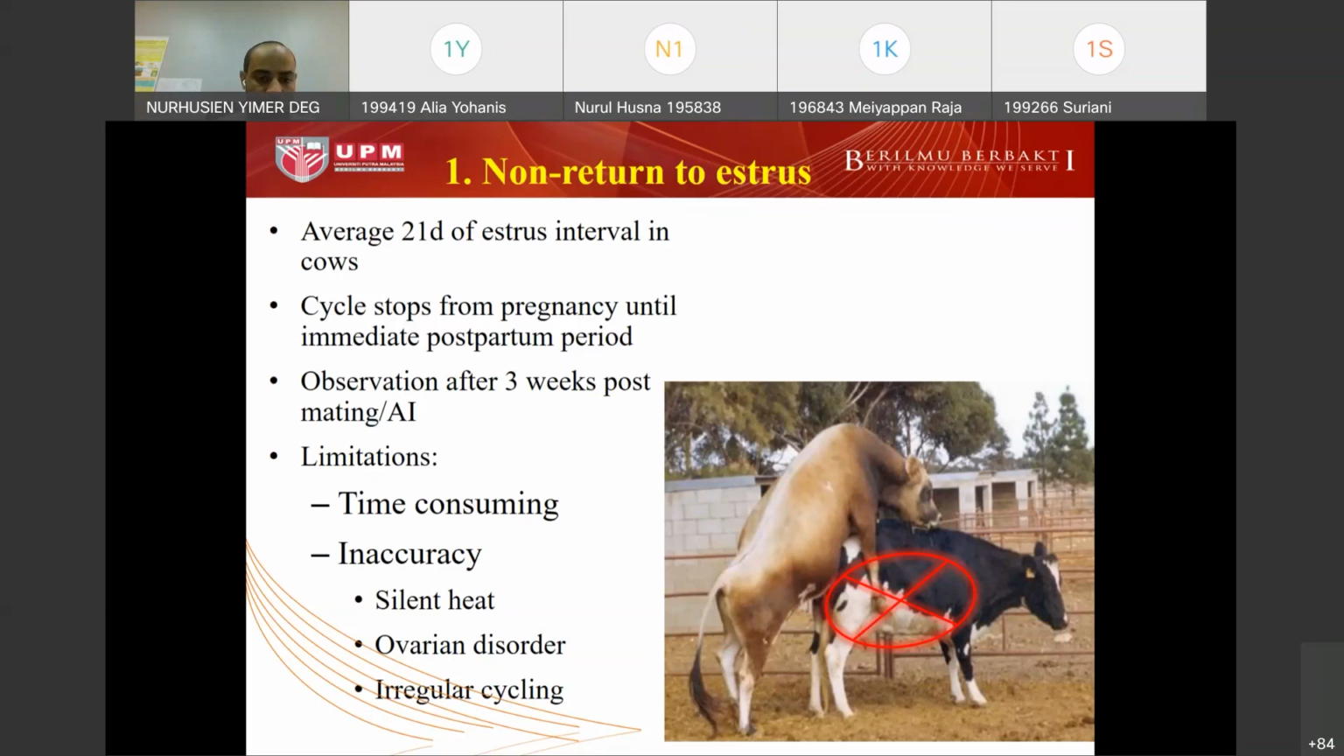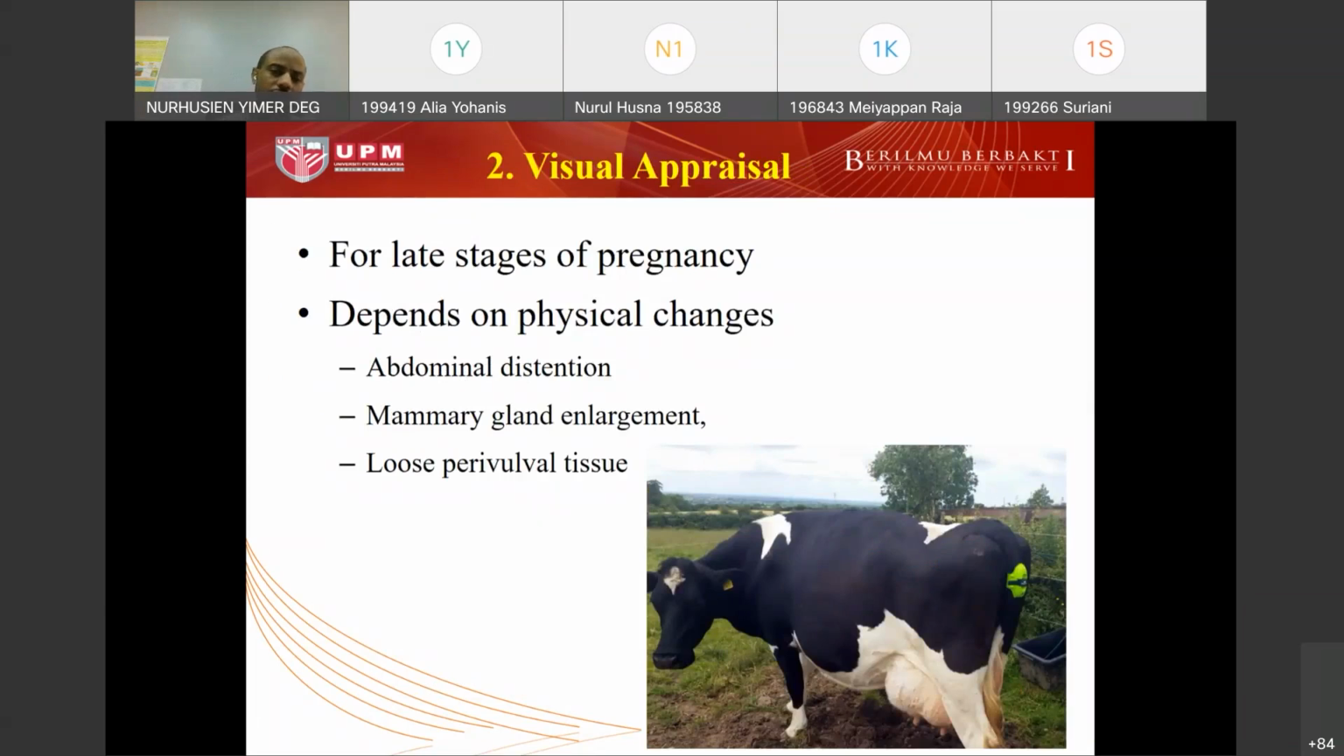So she's coming back again for another cycle. You have to plan for another breeding, another insemination from this time onwards. So another method is visual appraisal. This is a layman method that can be done usually by farmers during the late stage of pregnancy.